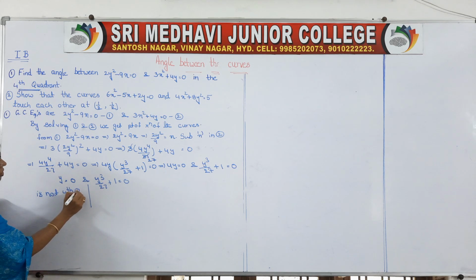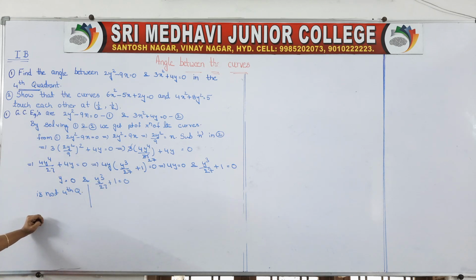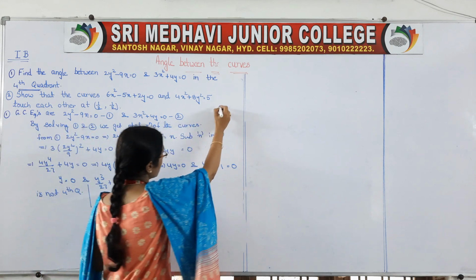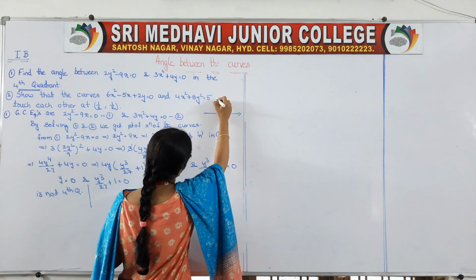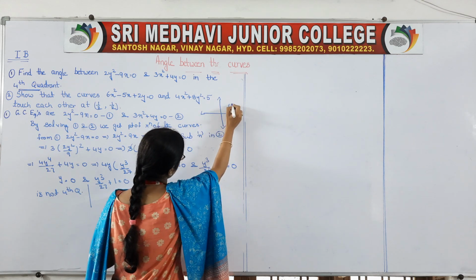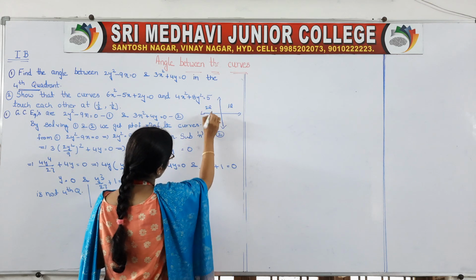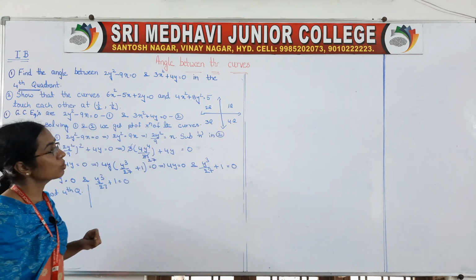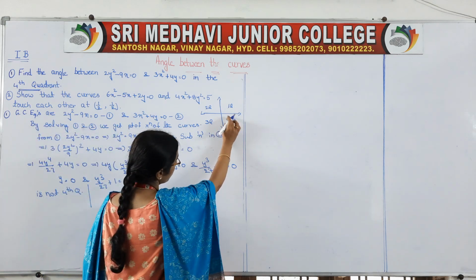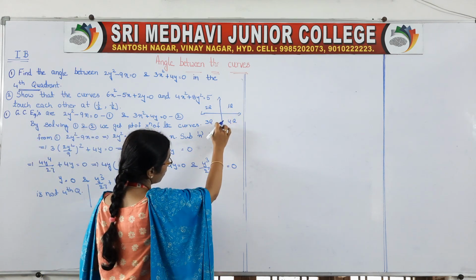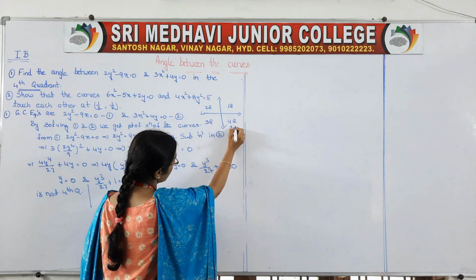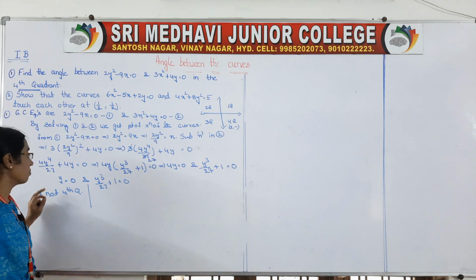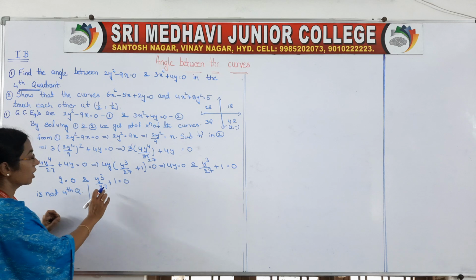Here take the value in the fourth quadrant. They asked to find the angle between these 2 curves in the fourth quadrant. What is the meaning of fourth quadrant? This is the first quadrant, this is the second, this is the third, and this is the fourth quadrant. In the fourth quadrant, x will be positive and y will be negative, so we should get positive and negative coordinates, but not y is equal to 0.